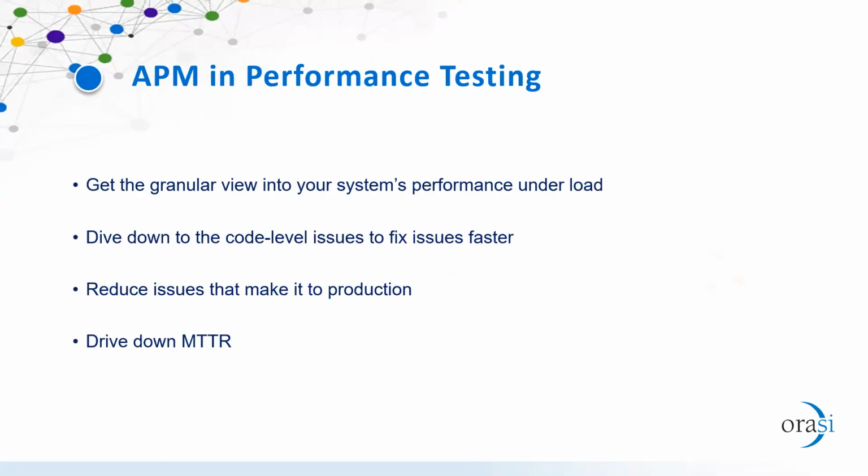And then as for bringing two of those circles together from the previous slide, the APM and the continuous testing, today's webinar will focus on APM and performance testing. And in the end, we want you to walk away seeing the benefits and realizing the value of using APM in performance testing, for benefits such as getting a granular view into your system's performance under load, being able to dive down to the code level to fix issues faster, ultimately driving down that mean time to resolution, and then ultimately, like many of our customers that are leveraging this in practice today, reducing the amount of issues that actually make it into production to begin with. So those are the benefits of the practice that we're about to dive deeper into.